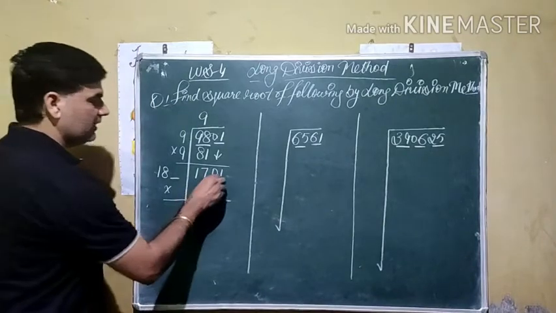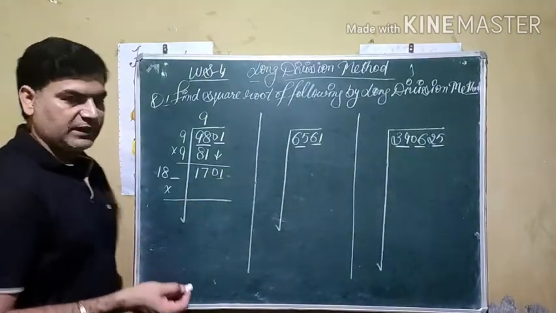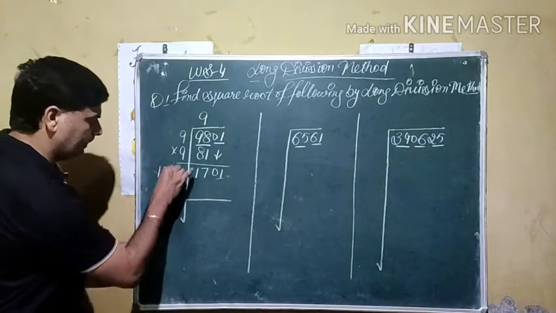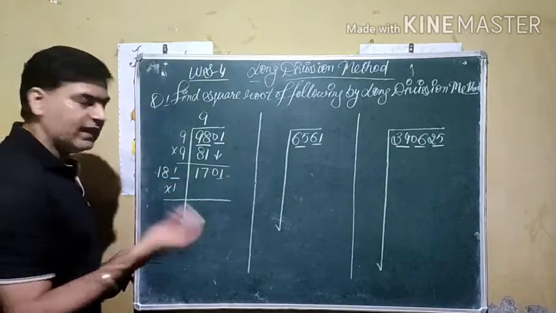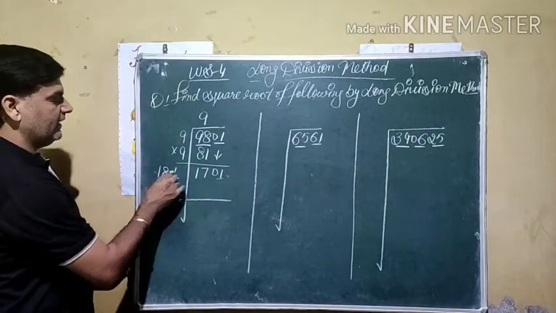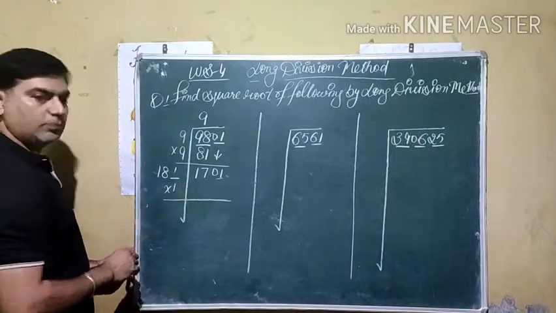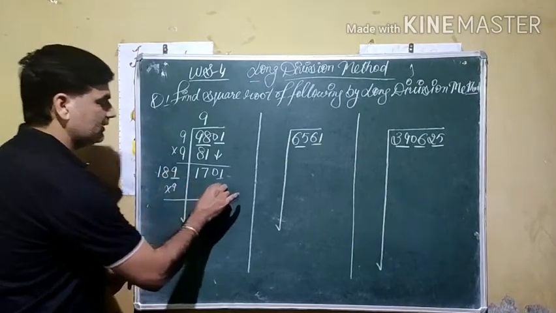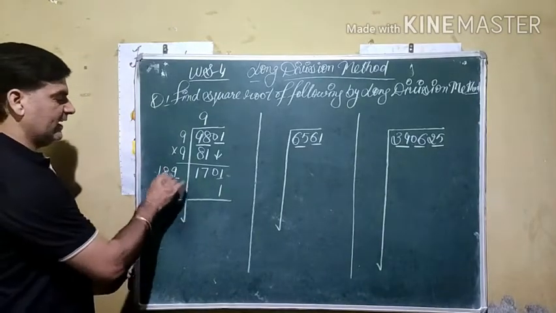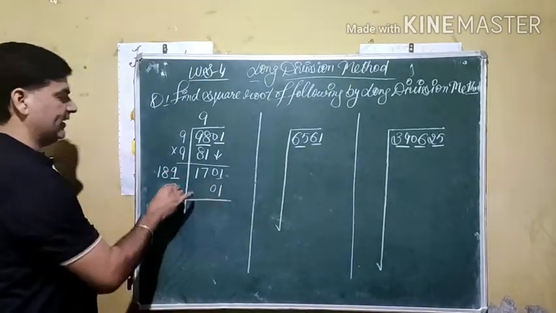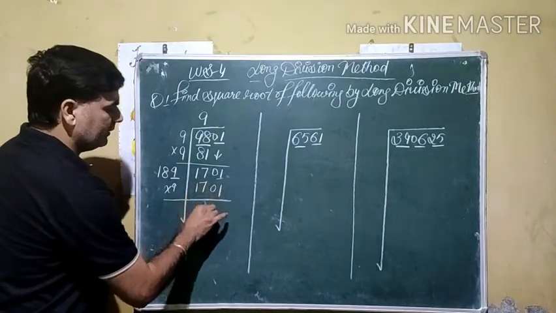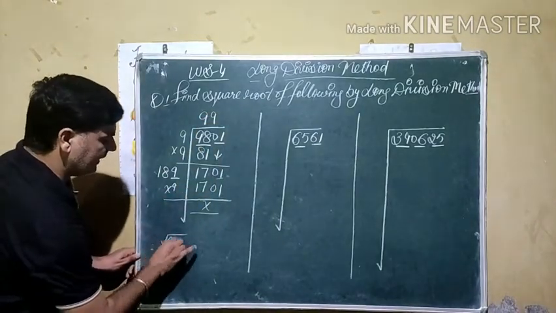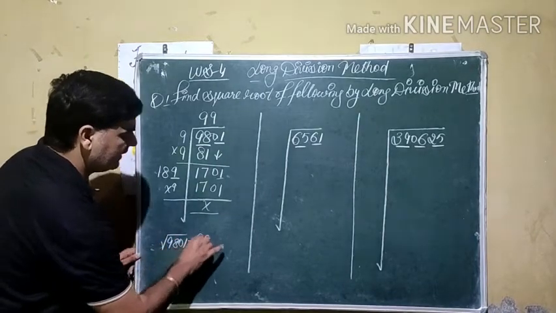If we see, the last digit is 1. The square of which number gives us 1 at the end? It is only given by 1, otherwise 9. If you take here 1, 181 times 1 becomes 181. Not possible. So we are trying here 9. 9 9s are 81, 8 carry. 9 8s are 72 and 8, 80. 8 carry. 9 1s are 9 and 8, 17. Balance 0. So here the digit is 9. So the square root of 9801 comes out 99.